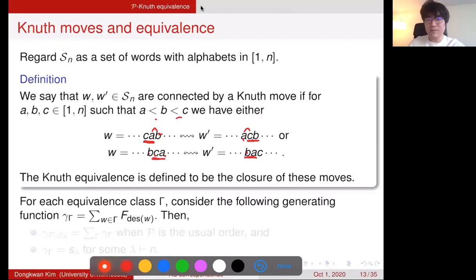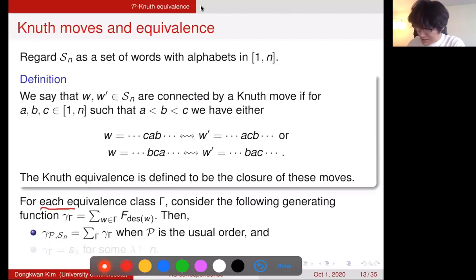You can consider the equivalence relation generated by these moves, and it is called the P-Knuth equivalence classes in the set of words or set of strings. And this is basically the definition of the plactic monoid.